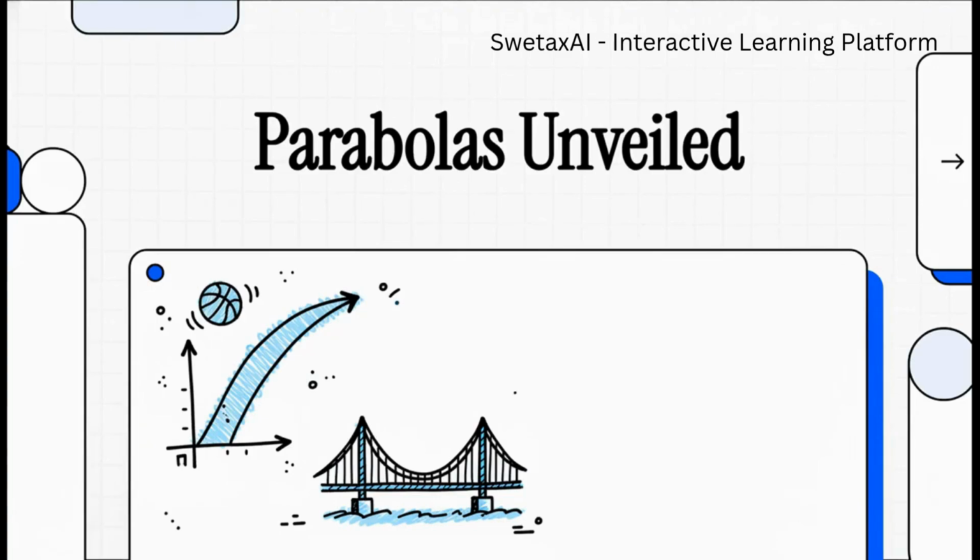Today, we're unlocking the absolute secrets of the quadratic graph. You know, it's the mathematical hero behind the arc of a thrown basketball, the curve of a suspension bridge, you name it. We're going to map its shape, predict exactly how it moves, and of course, help you totally master it for your exams. So, let's just jump right in.